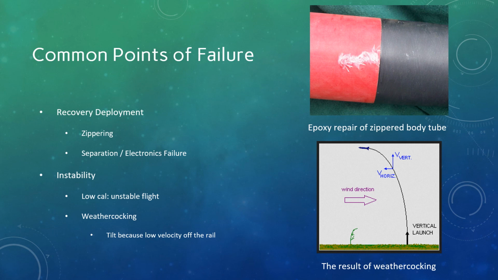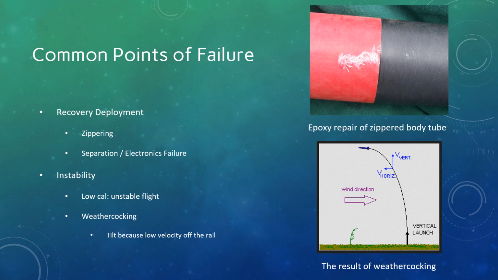The last failure point we'll talk about is instability. The instability of a rocket is determined by the relative positions of its CP, center of pressure, and its CG, center of gravity. If the positions are too close together, something will happen known as low cal or low caliber, which can easily result in an unexpected flight profile and decrease the chances of a successful recovery.